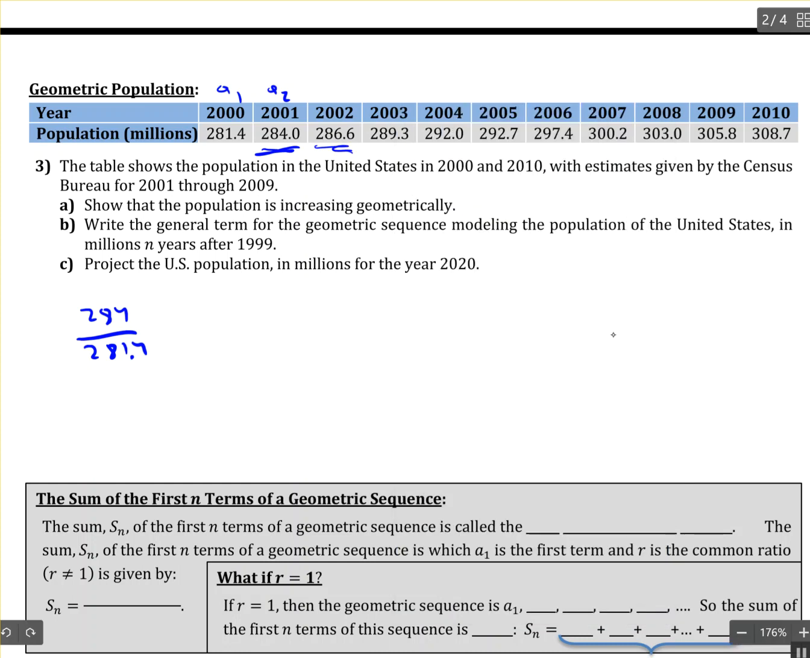So r is equal to approximately 1.009. And again, we could just carry that through.